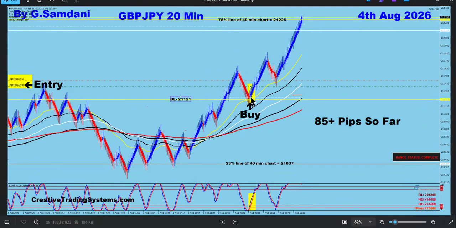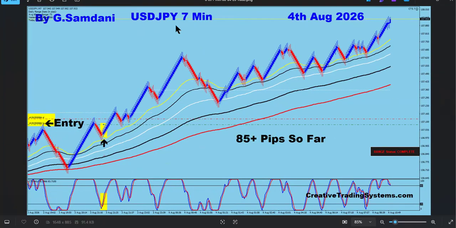This one, pound yen again, from the 20-minute chart. Now, I use two different charts, 7-minute and 20-minute. 7-minute is like the 5-minute regular chart, and 20-minute is like the 15-minute regular chart, right? So I get two entries, same trade, but two different entries. So I end up making like double the amount of pippage. So this is 85 pip from the 20-minute chart.